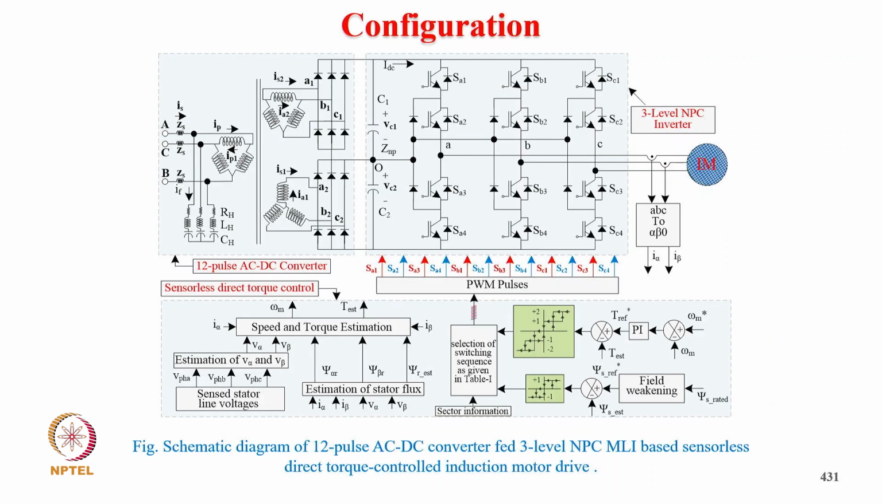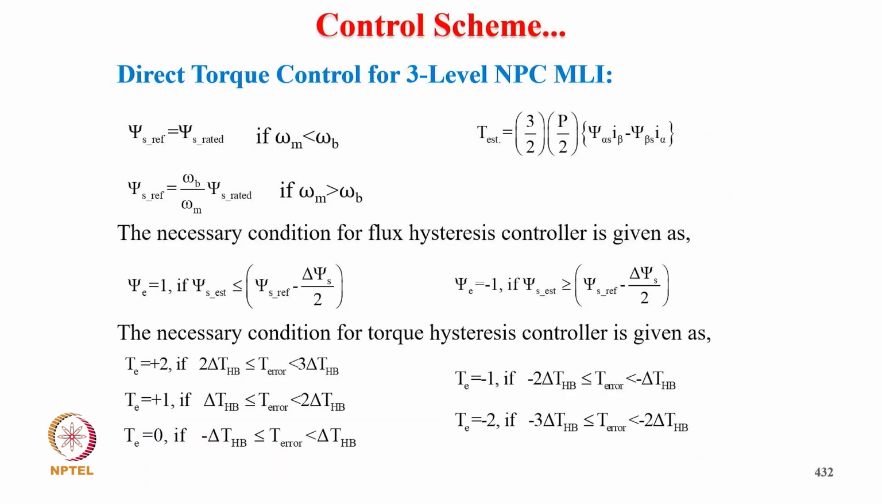Like in the case of the 12 pulse converter, 3 level neutral point clamped multi-level direct torque control motor drive, here direct torque control is used, and of course for direct torque control of the 3 level the flux reference is needed. We have to estimate the flux. Psi reference equals psi rated if omega m is below omega b, and psi reference equals psi rated times omega b upon omega m, and that is psi rated when omega m equals omega b.